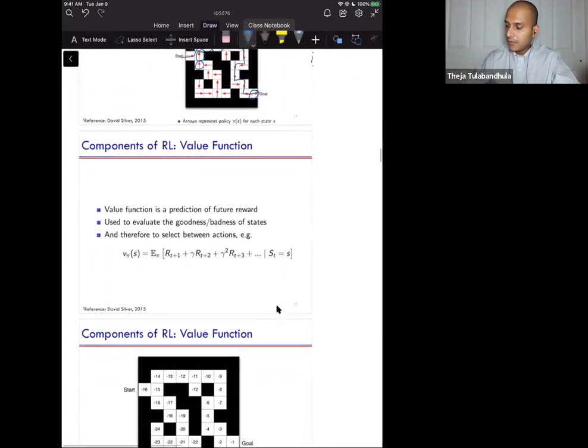Okay, so now let's talk about value function. So what is a value function? A value function is a prediction of future reward. As it says, it's a function, but let's say if I only had 10 states, then you can think of value function as just a collection of 10 numbers, okay? One number per state, okay?